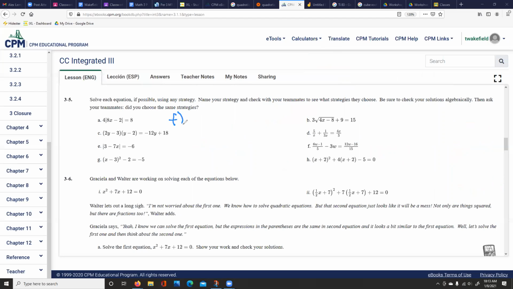All right, F says 6W minus 1 over 5 minus 3W equals 12W minus 16 all over 15. Okay. Very similar problem to what we just did in D.